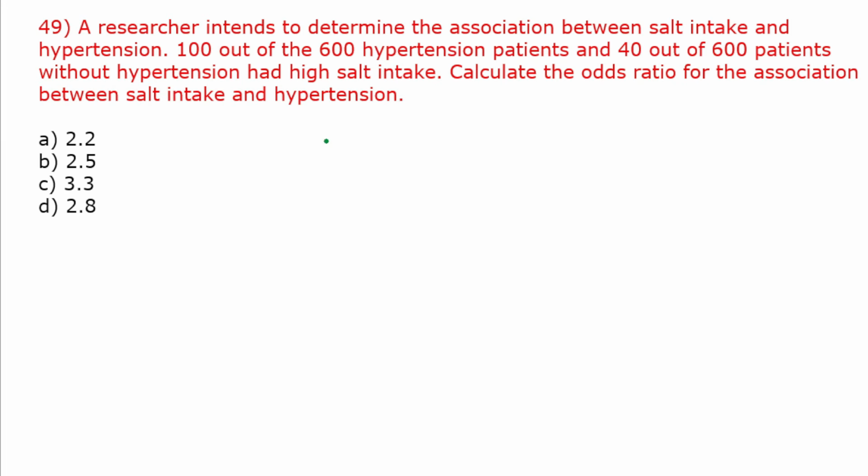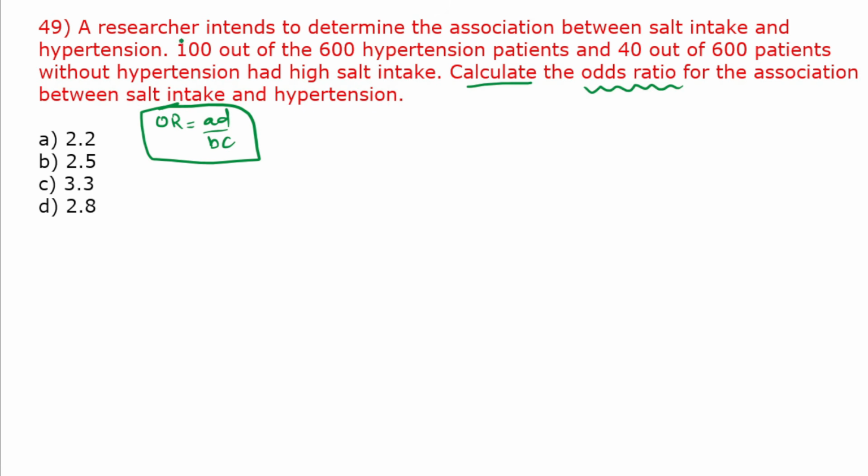Now let us see how we calculate this question. They have asked us to calculate the odds ratio. What is the formula for odds ratio? Odds ratio is equal to AD by BC. Now you have to see what is A, what is B, what is C and what is D.